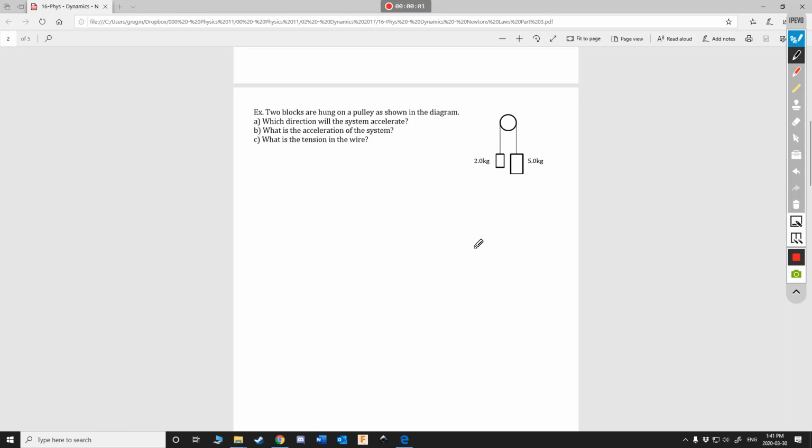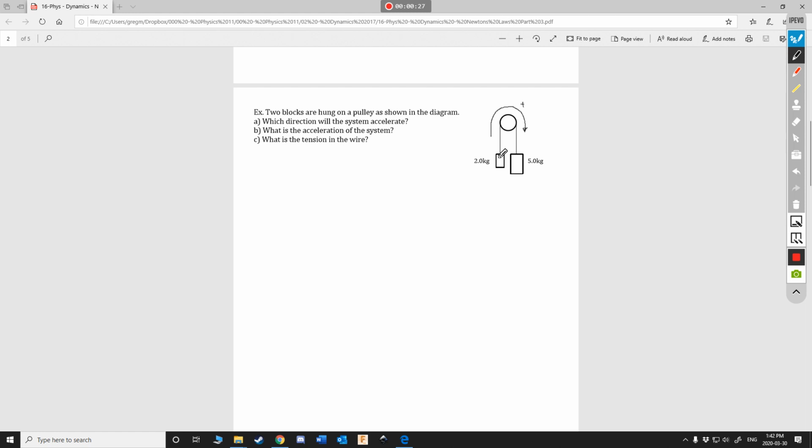Pulleys are cool because they allow us to change the direction of a force. So instead of thinking left, right, up, or down, we're going to think about the direction of motion. So basically the direction of motion is like this. That is our direction of motion. We know it's going to travel in this direction. I'm going to call this the positive direction because 5 kilograms is bigger than 2 kilograms. Obviously, it's going to go clockwise around that pulley.